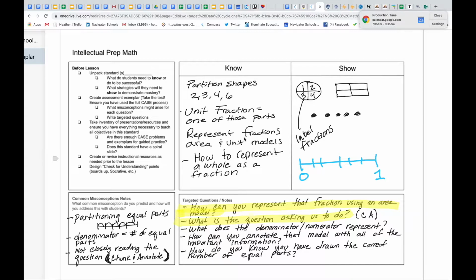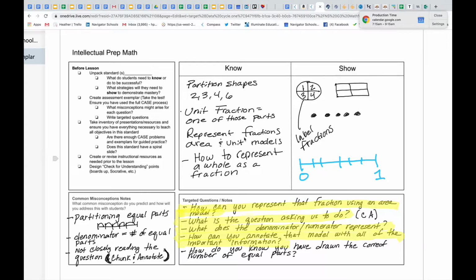What does the denominator or the numerator represent? How can you annotate that model with all of the important information? So a student may have drawn the model correctly, but they need to explain their thinking through annotating the model. This is really going to help when I sit down and look at student work later, be able to help me point out where the thinking broke down if they were unable to prove mastery on the standard.